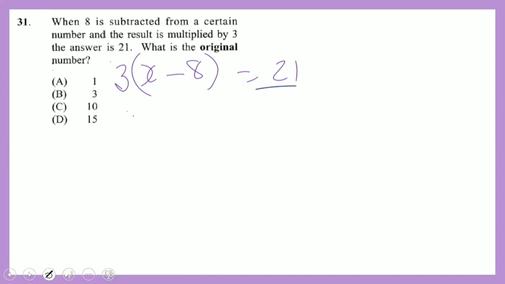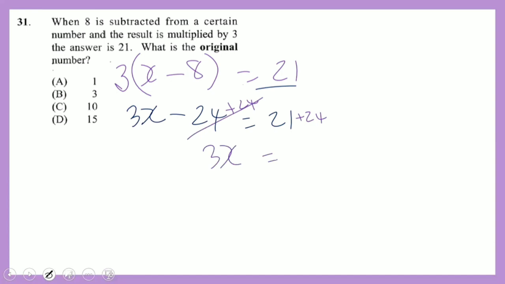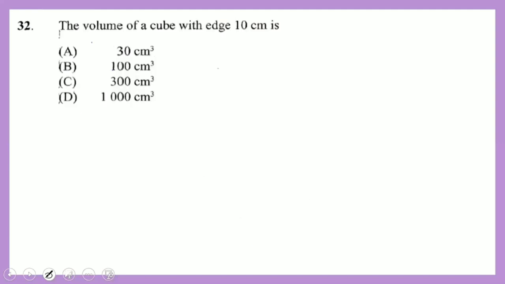3 times x, that's 3x. 3 times negative 8, negative 24, equals 21. Add 24 to both sides. Now 3x is equal to 45. Divide both sides by 3. x is going to be equal to 15. And you can double check your answer. When 8 is subtracted from 15, that's 7, and the result is multiplied by 3. 7 times 3 gets 21. You're done.